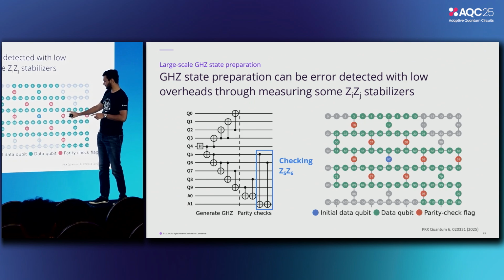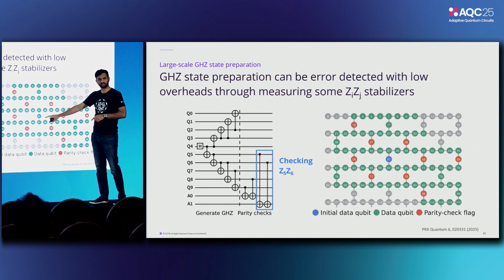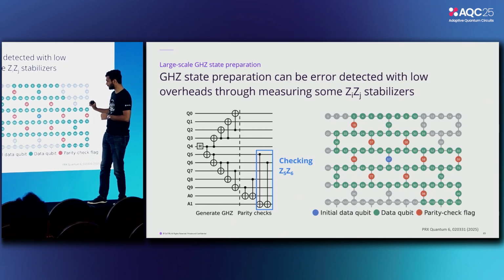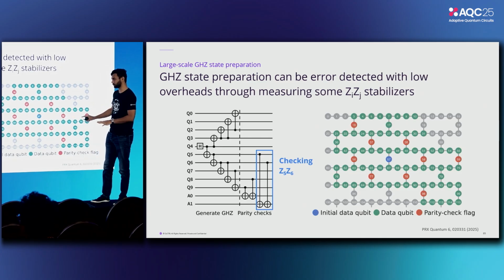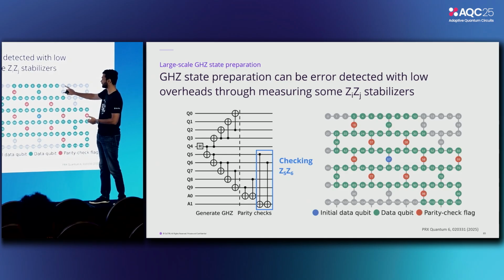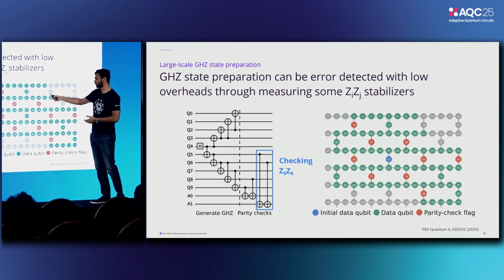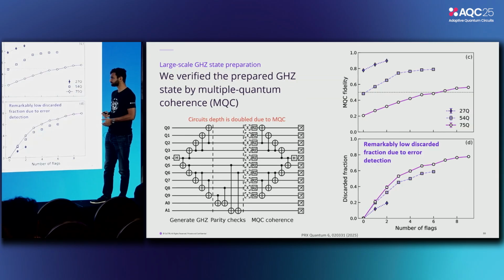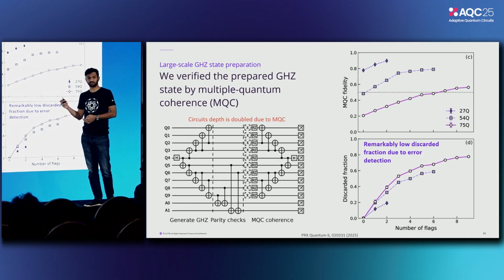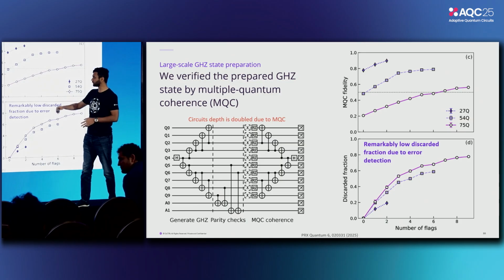What we do is we carefully place these parity check qubits so that it's just single two-qubit gates. So there is no swap involved here. I'll also show you towards the end what happens if you did try to do swap gates. For example, if you use this as an ancilla and try to check parity between these two, is that good or not? I'll show you in a second. But this is the approach here. As you grow the size of your GHZ state, you get more opportunities to put in these ancilla checks in between. We verify these prepared states through something called MQC fidelity.